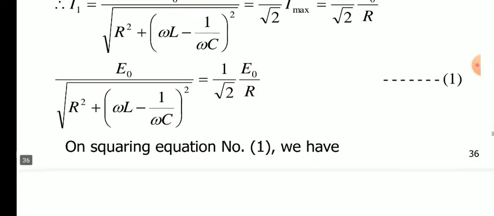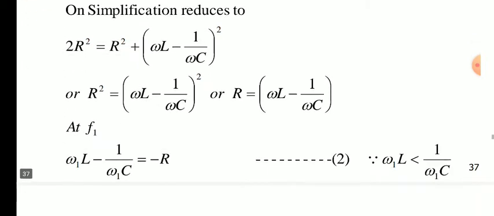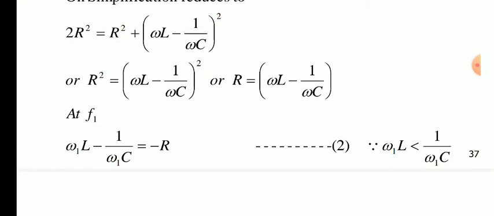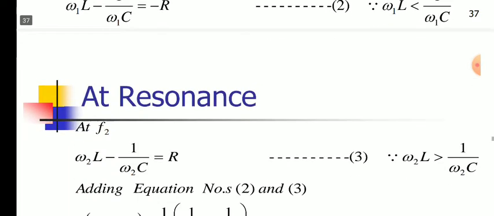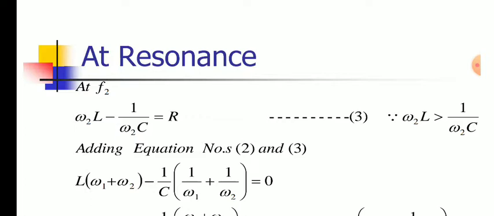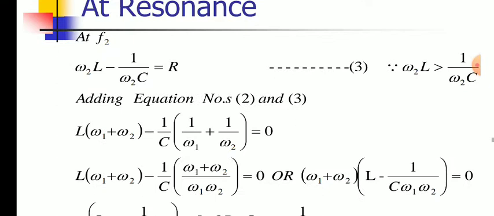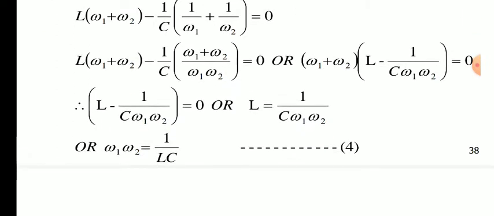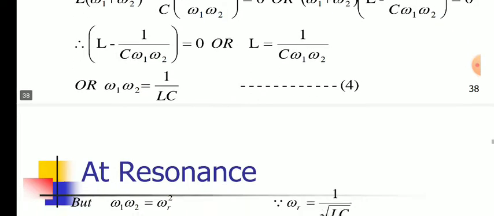On squaring equation number 1 and simplifying, at F1, omega 1 L minus 1 over omega 1 C is equal to minus R, that is equation number 2, because omega 1 L is less than 1 over omega 1 C. At F2, omega 2 L minus 1 over omega 2 C is equal to R, because omega 2 L is greater than 1 over omega 2 C. Adding equation number 2 and 3 and simplifying, we get omega 1 into omega 2 equal to 1 over LC, which is equation number 4.